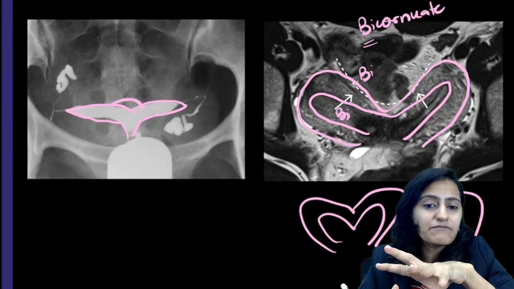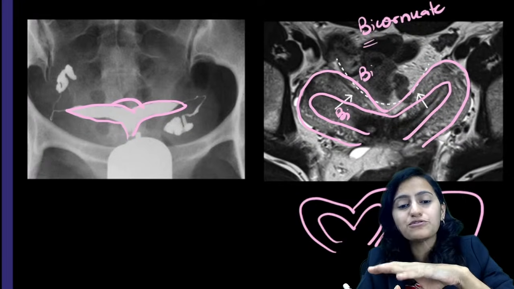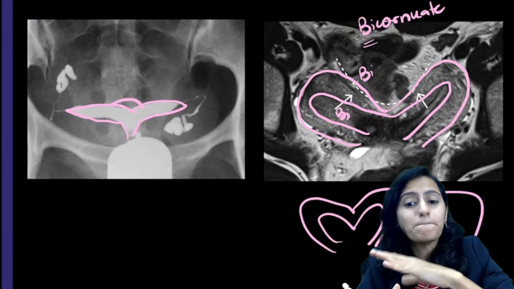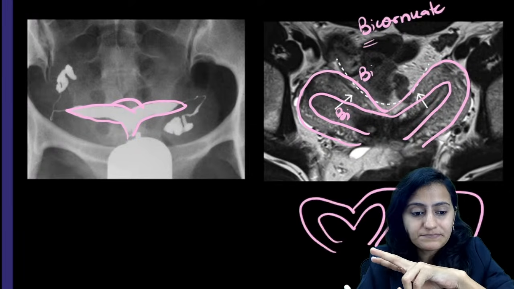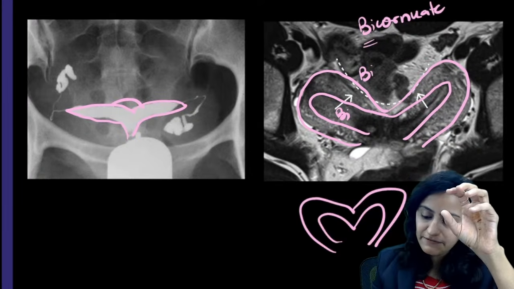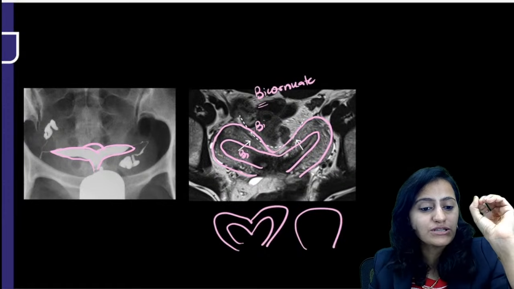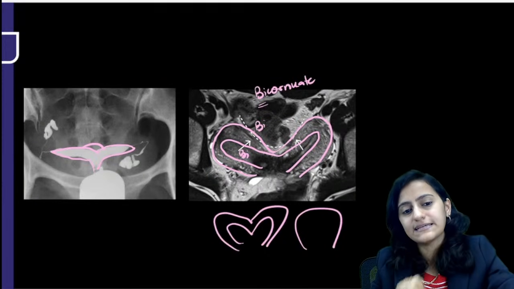Is this clear with everyone? I hope this is clear, how do you differentiate septate from bicornuate uterus, right? Very, very important, and you see the question on this very frequently in the exam.